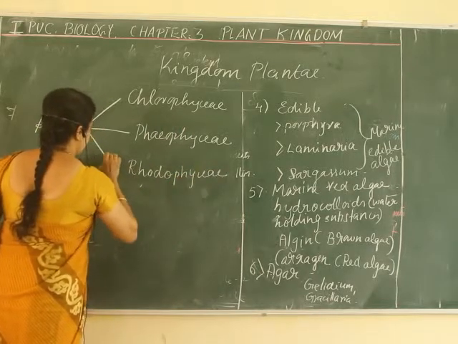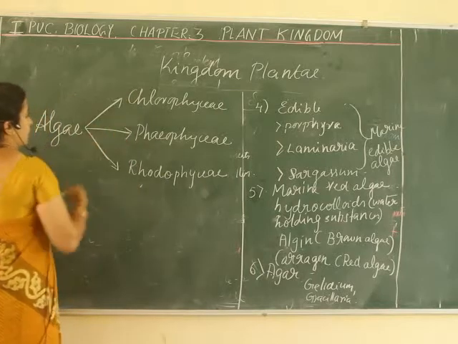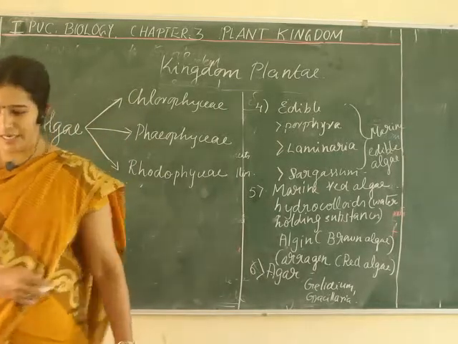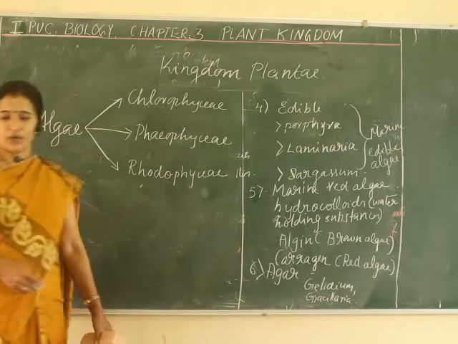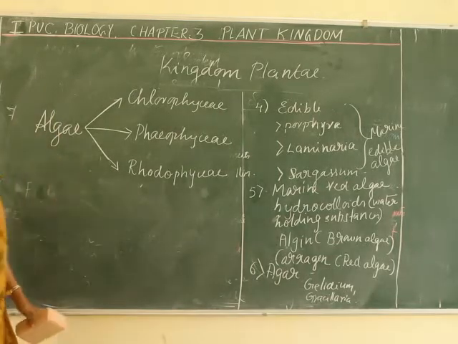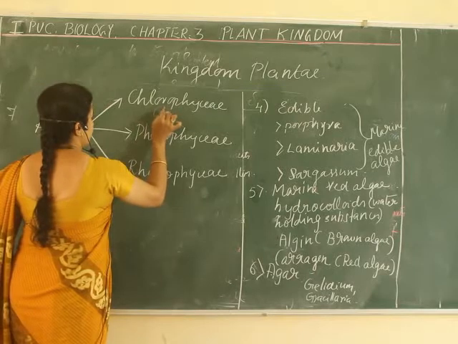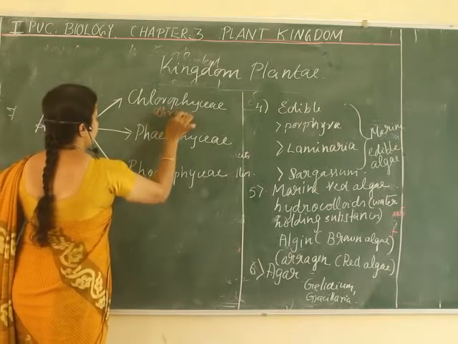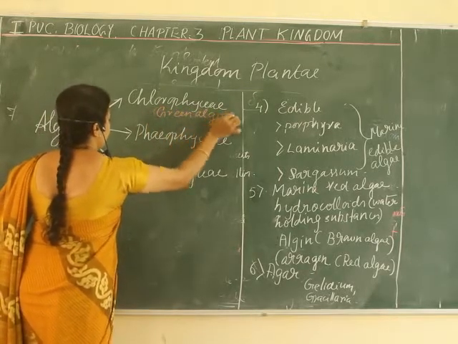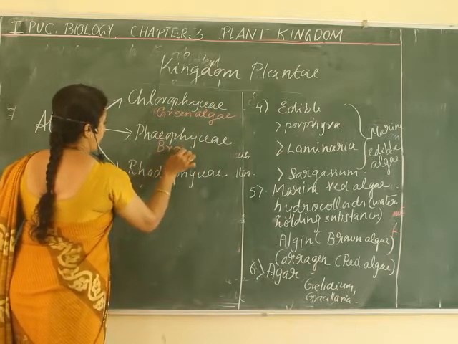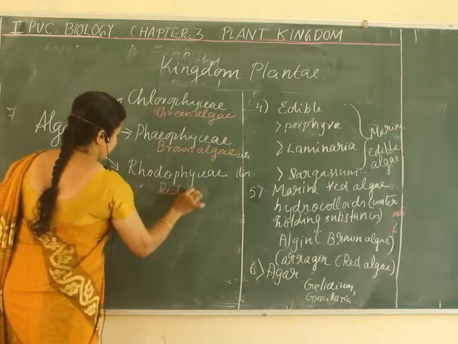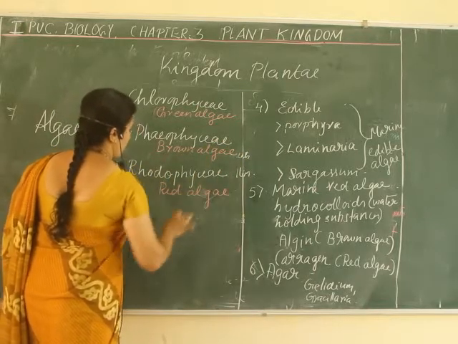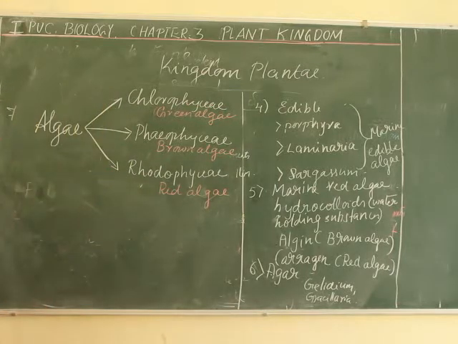Students, don't get tensed. Be cool. It's nothing but the biological name for the different algae. So Chlorophyceae, Phaeophyceae and Rhodophyceae. Now their common names: Chlorophyceae is green algae, Phaeophyceae is brown algae, then Rhodophyceae is red algae. These are the common names for these 3 subclasses of algae.